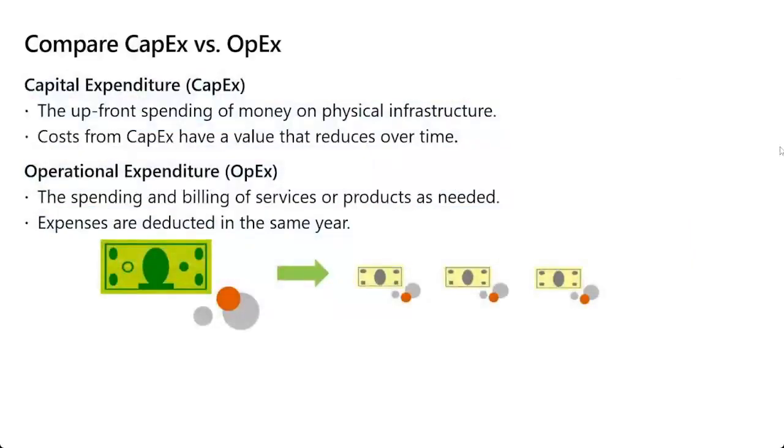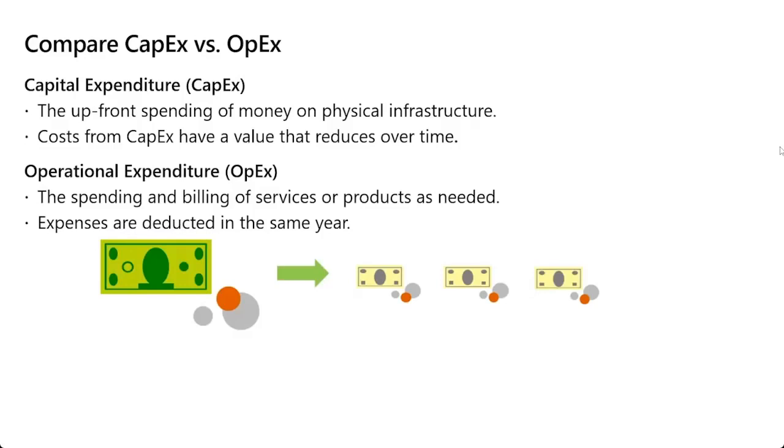Let's talk about expenditure models. We have capital expenditure, or CapEx as it's known, which is the upfront spending of money on physical infrastructure. When we needed to create our own data center, we had to get budgets approved, buy a space or have a location, go out and physically buy those resources, and then network them all together to build our own data center. So that's a capital expenditure model.